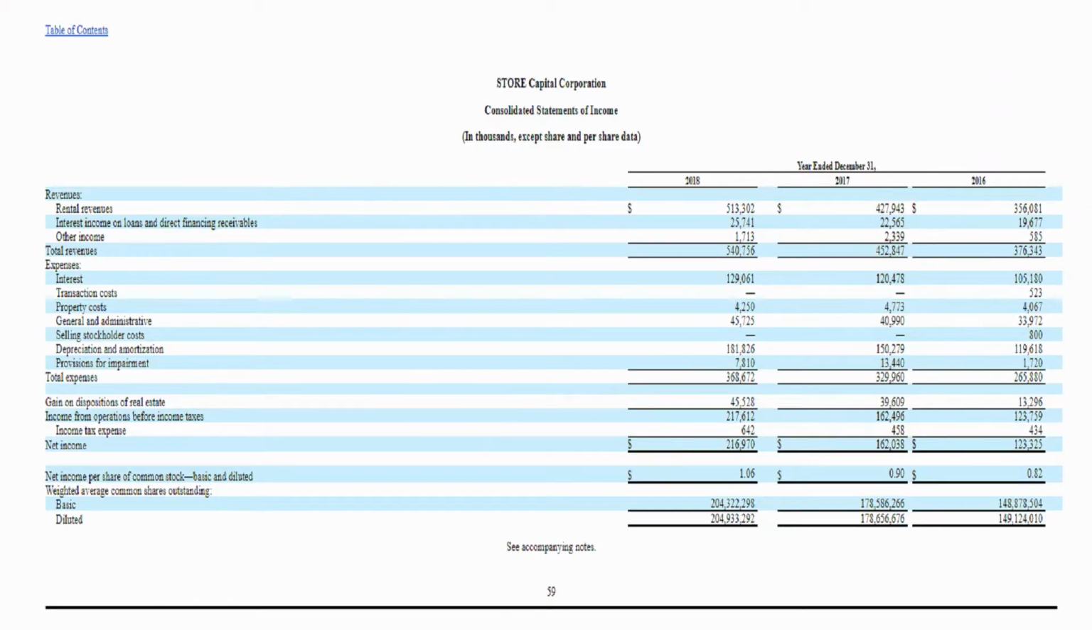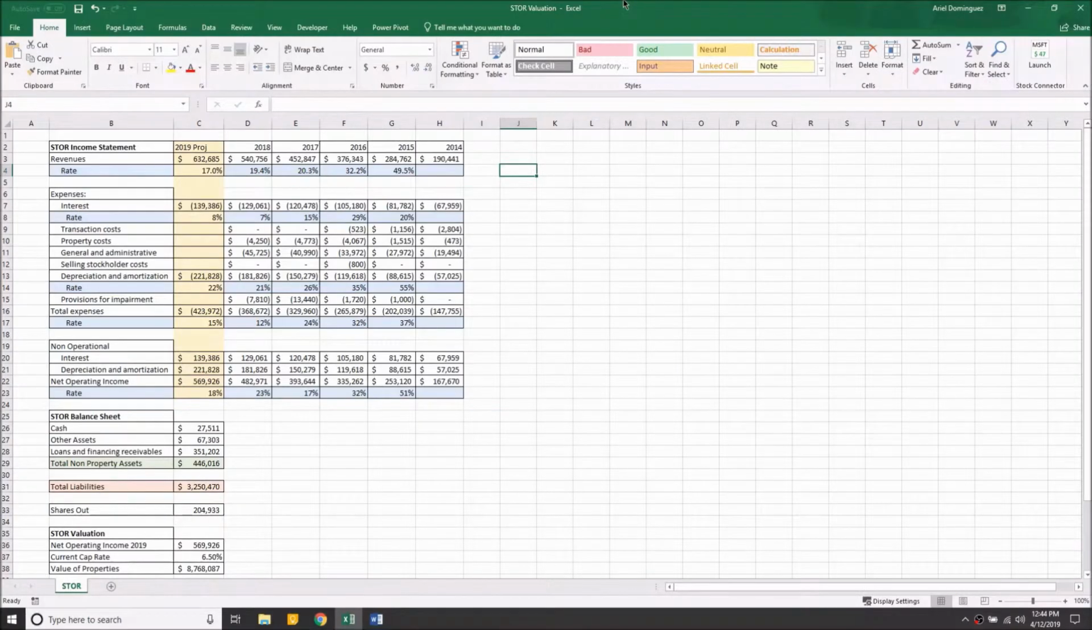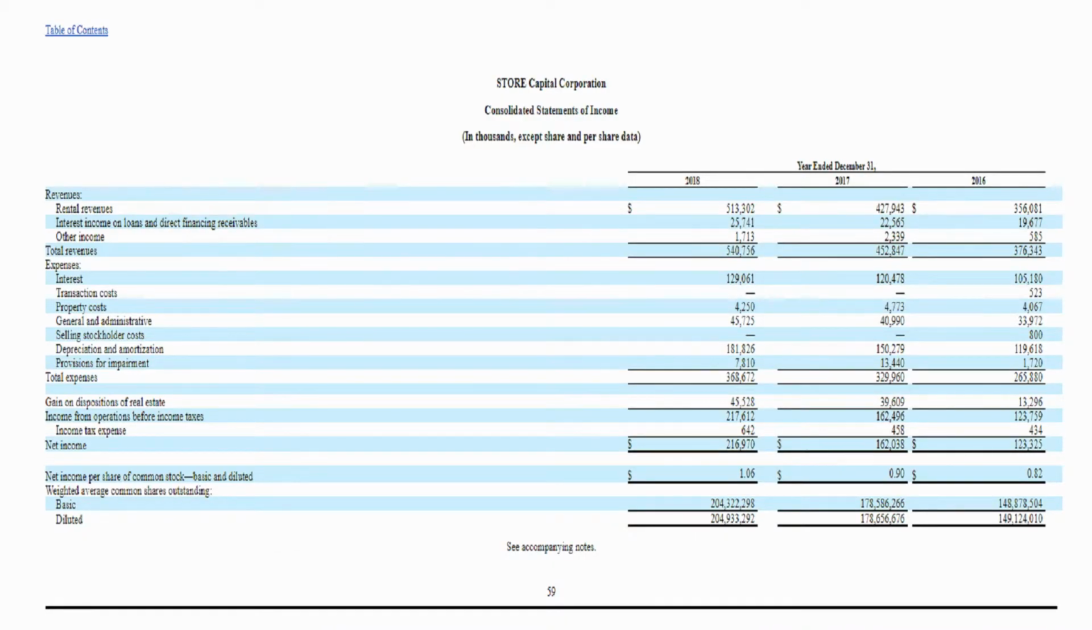Let's go ahead and start with the income statement. These are the last 5 years of Store Capital's reported income statements that are filed with the SEC, going back to 2014. And what we want to do with the income statement is find the net operating income and the net operating income's growth rate throughout the last, I'd say, 5 years. So by looking at the income statement, we can see that we have revenues, expenses, and then we have the net income at the bottom.